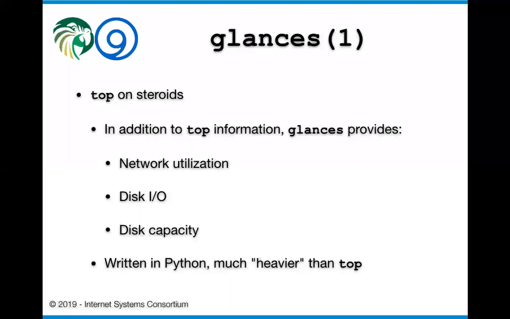So I told you about glances, or I mentioned glances. Glances is top on steroids. In addition to all of the information that top gives you, it also provides you with information about your network utilization. It gives information about disk I/O and disk capacities. The bad thing about it is it's written in Python and it is much heavier than top. When I run glances, I notice that it is really the process that is using the most CPU of anything that's running on the system, because it's sitting out there grabbing lots of information and displaying it.